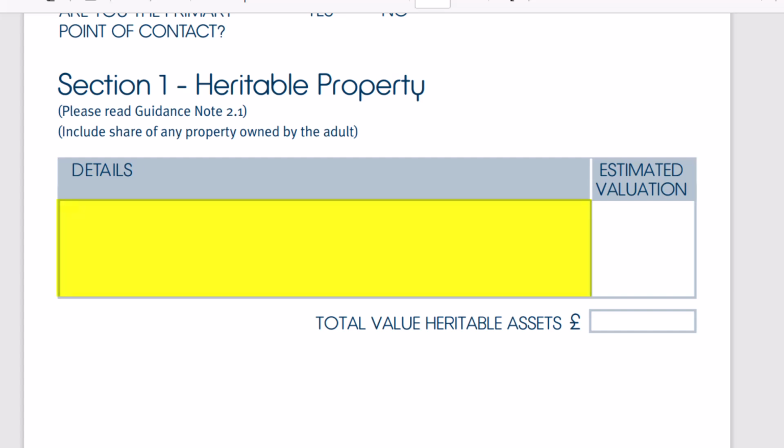If any land or buildings are owned by the adult, enter the address here and the value of the property. There's no need to have a valuation done. We only need your reasonable estimate of the value of the property at this stage.